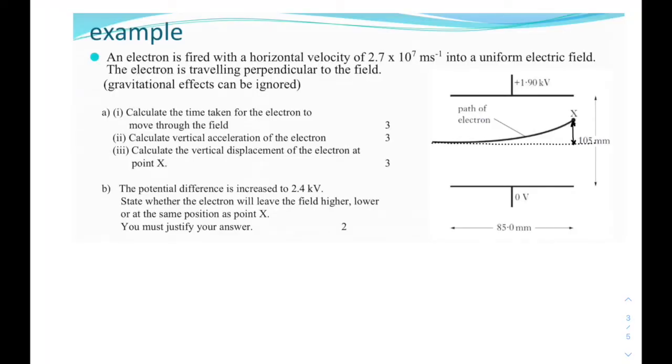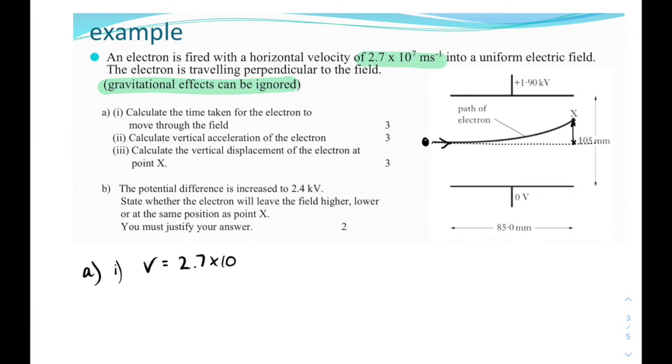Right, here we go. An electron is fired with a horizontal velocity of 2.7 times 10 to the 7 meters per second into this uniform electric field, and the electron's travelling perpendicular to the field, and we can ignore gravitational effects, so the only force acting is the electric force, and we have to calculate the time taken for the electron to move through the field. Well, what do we know? We know how fast it's going horizontally, and we know the length of the plates. So let's jot this horizontal information down then.